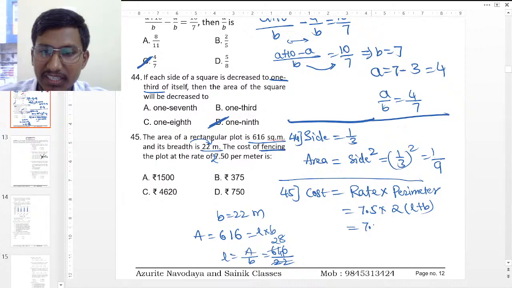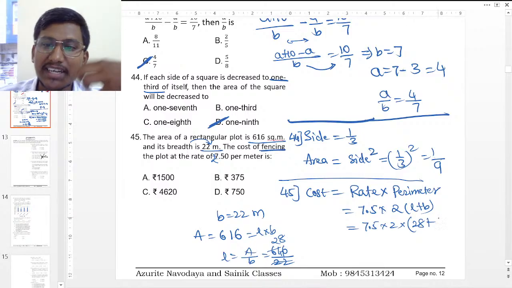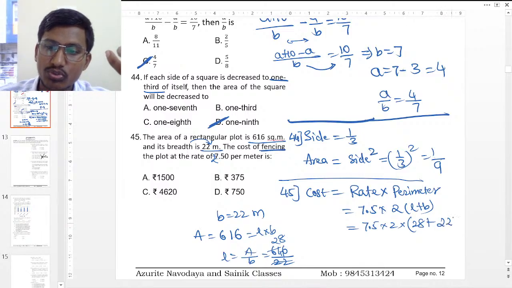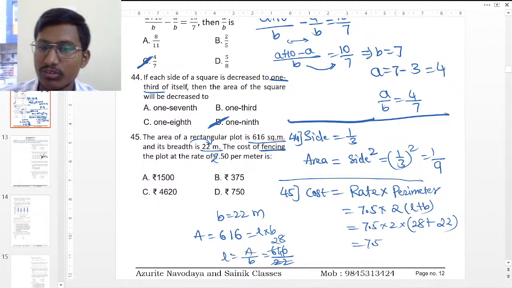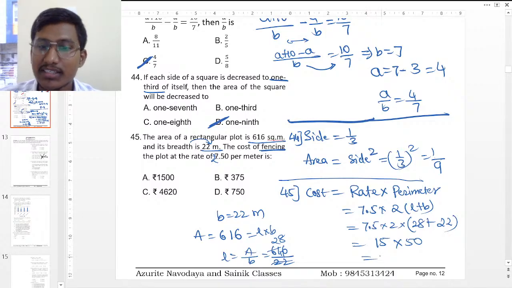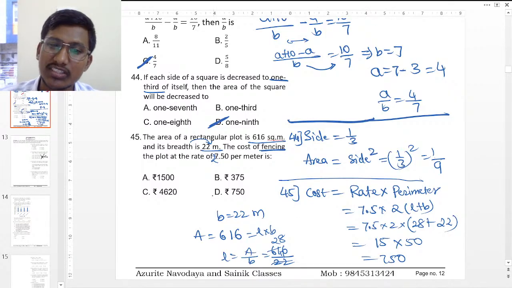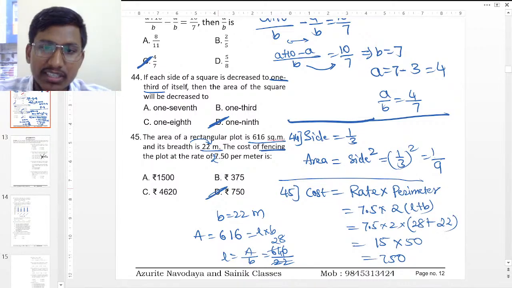So 7.5 into 2 into (length 28 that we got just now, plus breadth 22). If you multiply here, 7.5 2s are 15. So 15 into (28 plus 22) is 50. So 15 5s are 75, so 750 rupees. The answer will be option D. 750 rupees will be the cost of fencing.